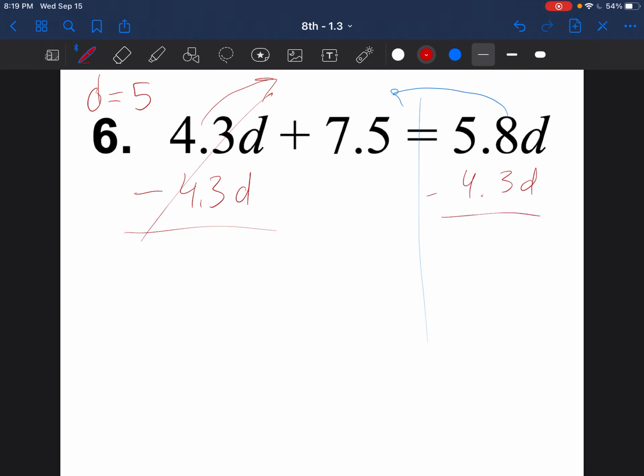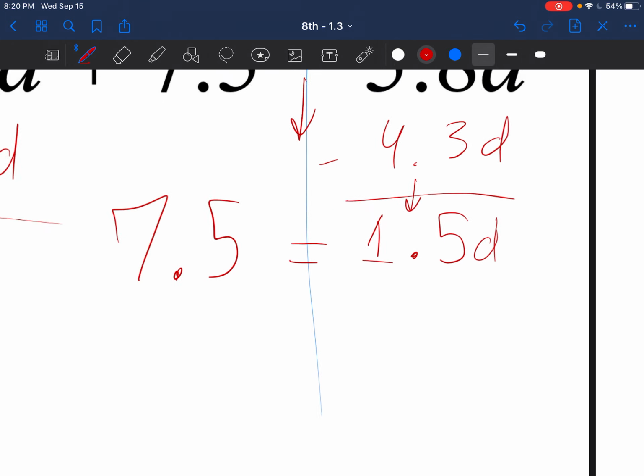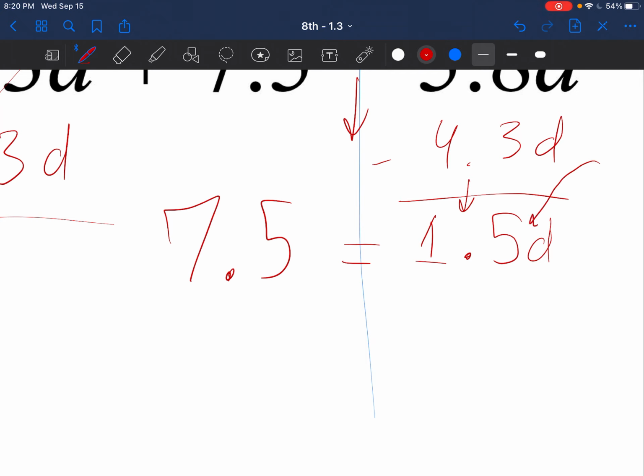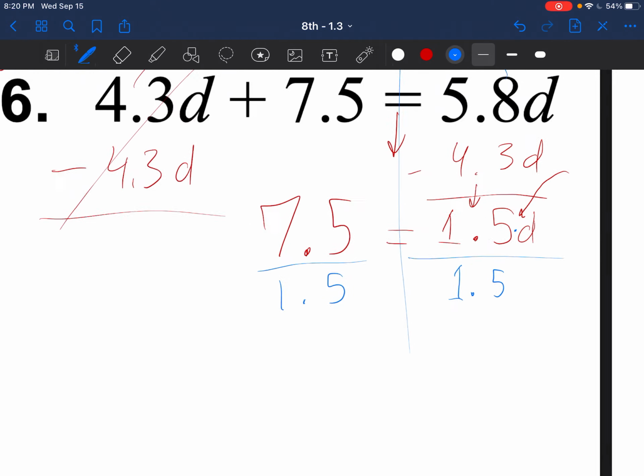Now we got to subtract. 8 minus 3 is 5. Bring down your decimal. 5 minus 4 is 1, so we have 1.5d. Bring down that equal sign. You now have 7.5 is equal to 1.5d. Well, ladies and gentlemen, what invisible operation is right there? It is multiplication. What is the opposite of multiplication? Division. So we're going to divide by 1.5. Divide by 1.5. And now let's divide.